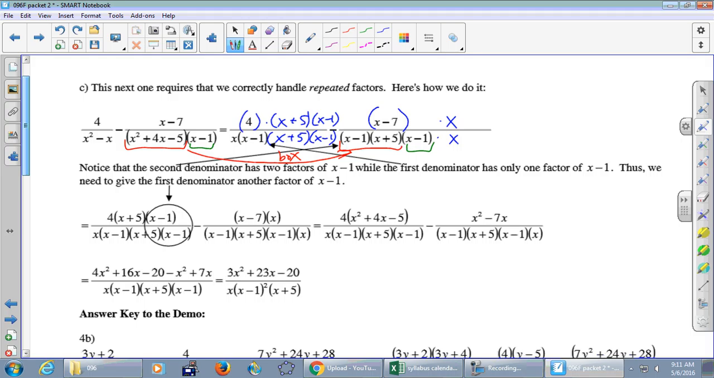Okay, so repeated factors, just have to make sure you give each denominator enough copies of the thing, even if it's more than one. We're not going to finish this one, but you would do the distributing on the top. You'd push them together to one single fraction. You'd combine like terms and simplify your final answer. The work is done out there. Any questions on that?